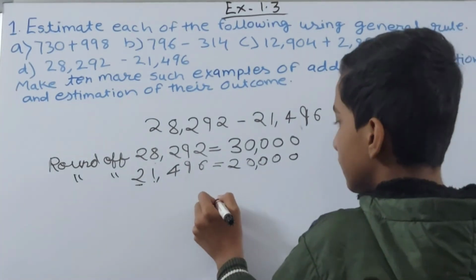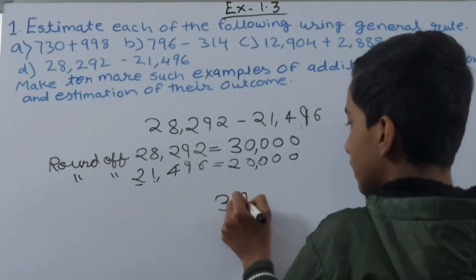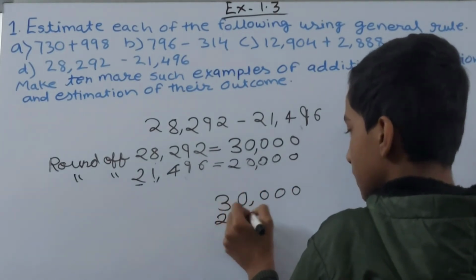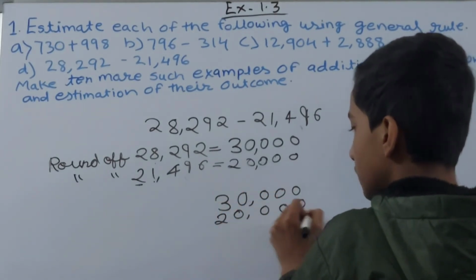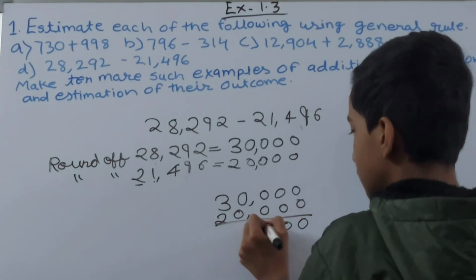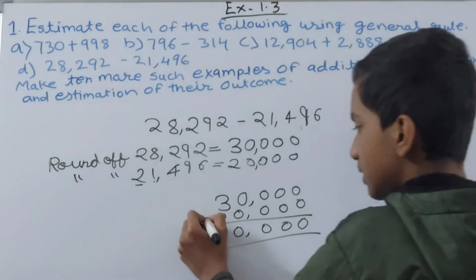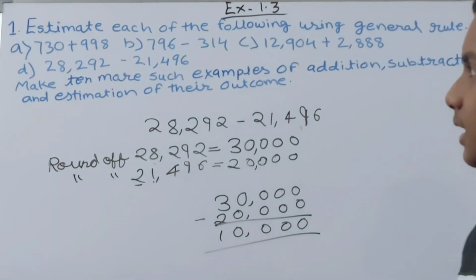Now we will find their difference. So 30,000 and then 20,000. Okay, so the difference will be what? It will be 10,000. 3 minus 2 is 1. Okay, so that is 10,000, which is our difference and answer.